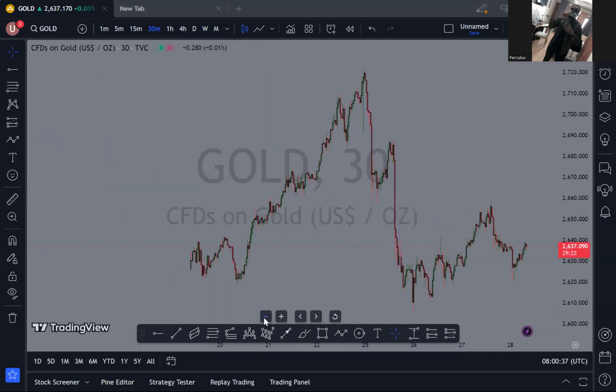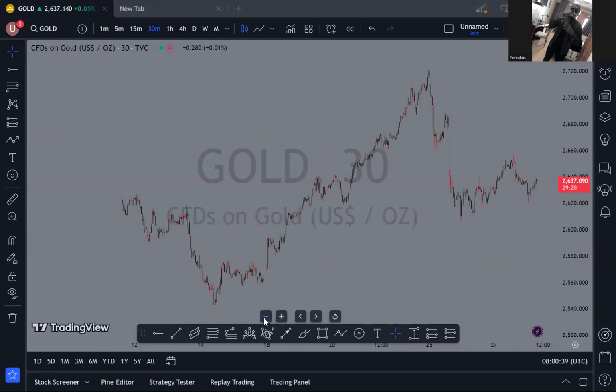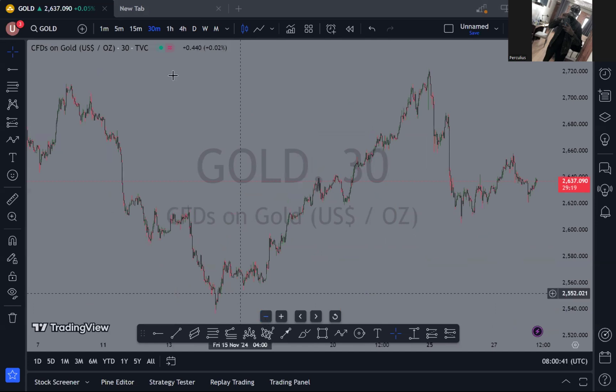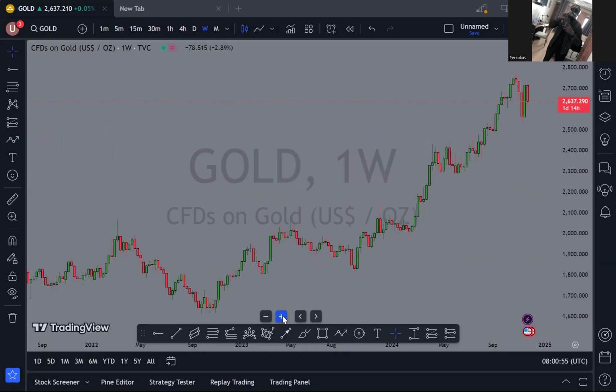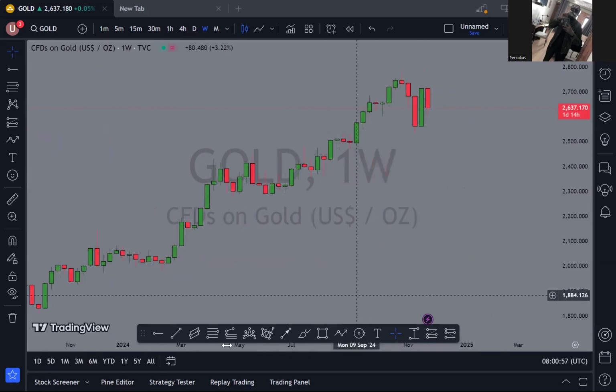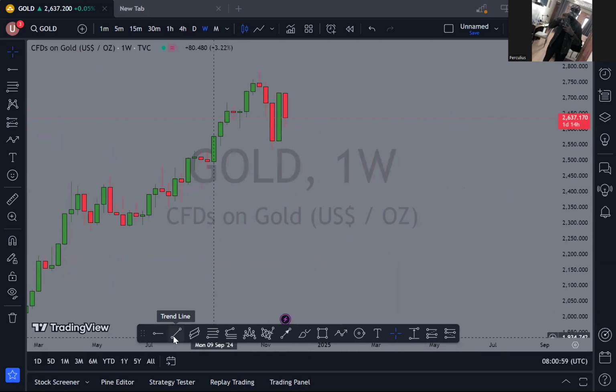I took trades last week. The way I conduct my analysis, I do a top-down analysis from higher time frames to lower time frames. What I was looking at is this. I saw the structure forming on the weekly time frame. There was a break of structure right here.